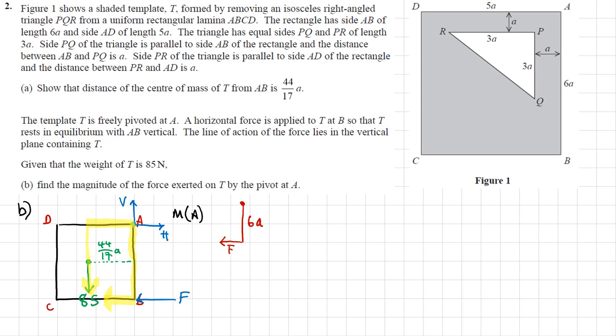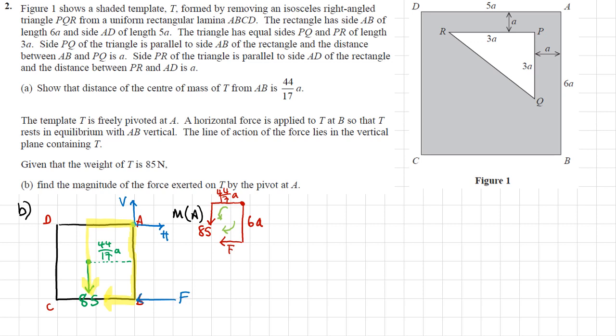And then I also have a distance to the 85. So let's go across, and we've got the 85 newtons going down. And this distance here is the distance to the center of mass from AB. So that's 44/17A. So these moments are balanced because it's in equilibrium. I've got a clockwise and an anti-clockwise moment.